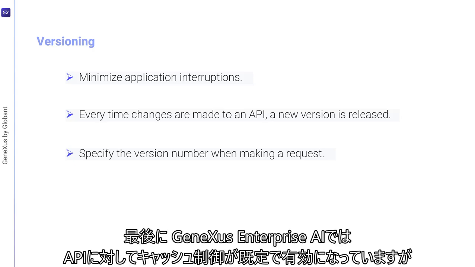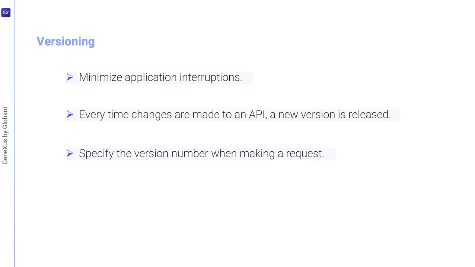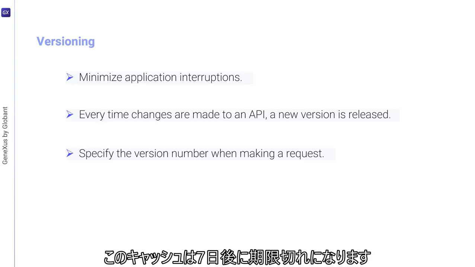Finally, it's important to mention that Genexus Enterprise AI has a cache control that's enabled by default for APIs, but disabled when accessing from the front end. This cache expires after 7 days.